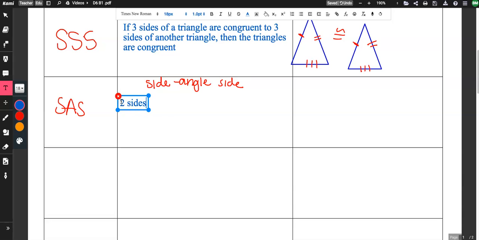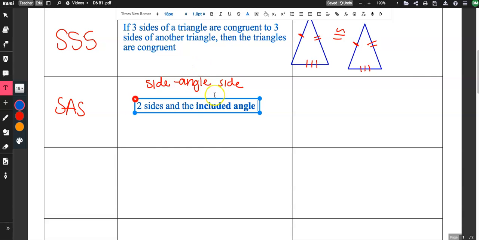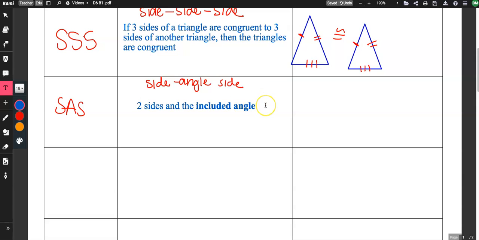So we need 2 sides and the included angle to be the same. So hopefully you're understanding, I mean 2 sides and the included angle are congruent in 2 triangles. That's all I'm going to type for now instead of the entire conditional, just to save us some time. So 2 sides and the included angle.